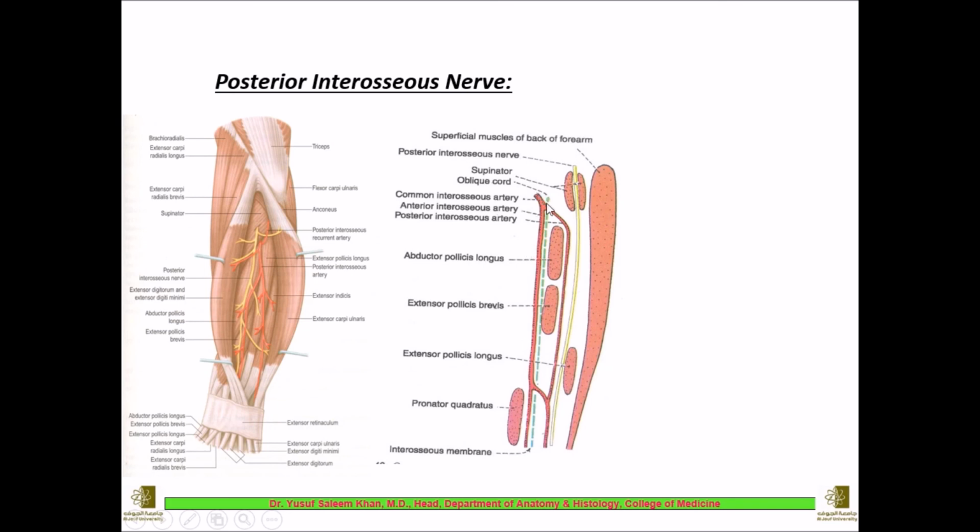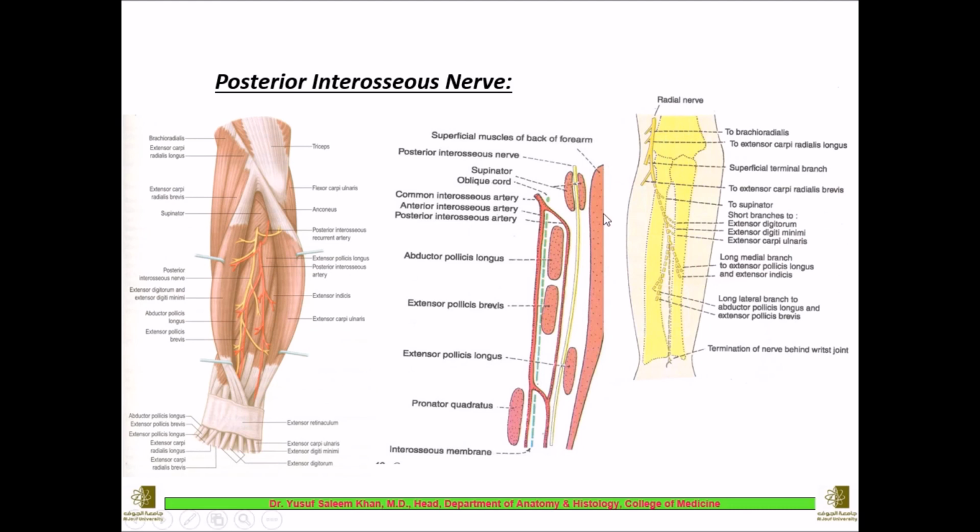Here also you can see, as I told you about the artery, the common interosseous artery divides into anterior and posterior. Anterior interosseous artery will be supplying most of the muscles in the anterior compartment, and posterior interosseous artery is supplying most of the muscles in the posterior compartment. Later, this anterior interosseous artery pierces the interosseous membrane, goes into the posterior compartment, joins with the posterior interosseous artery, and continues as the anterior interosseous artery. Okay, this is the whole course of the artery, and this is the branch from the radial nerve, that is the posterior interosseous nerve, which is supplying most of the muscles in the posterior compartment.